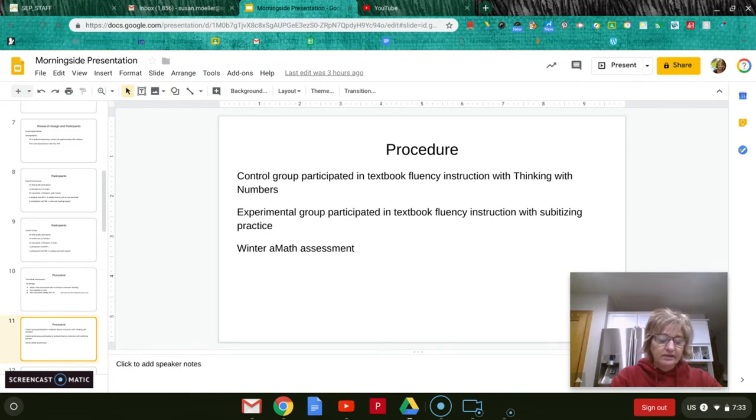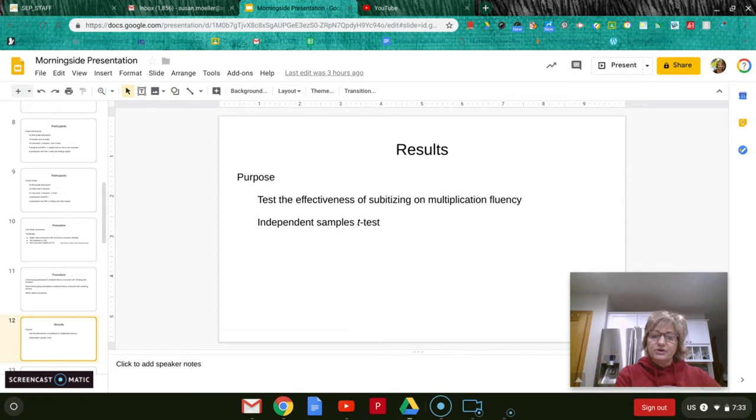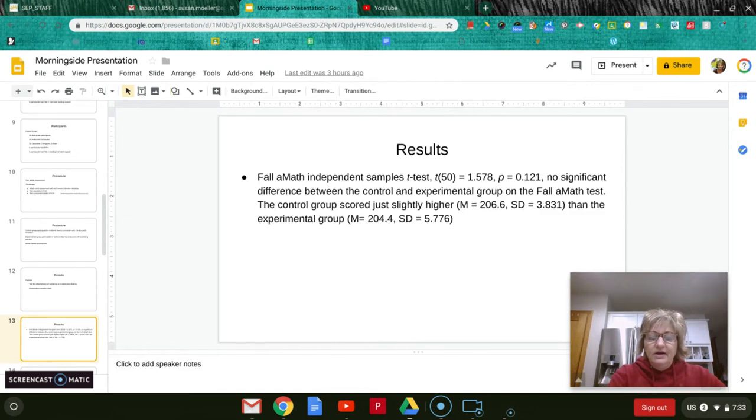Participants were instructed with quick glances of arrays or dot images, and they wrote multiplication facts that were representative of subitizing cards. Discussion was facilitated so that the most efficient method of arriving at the correct solution was emphasized. As a reminder, the purpose of this study was to test the effectiveness of subitizing on multiplication fluency, and independent sample t-tests were used to analyze the results.